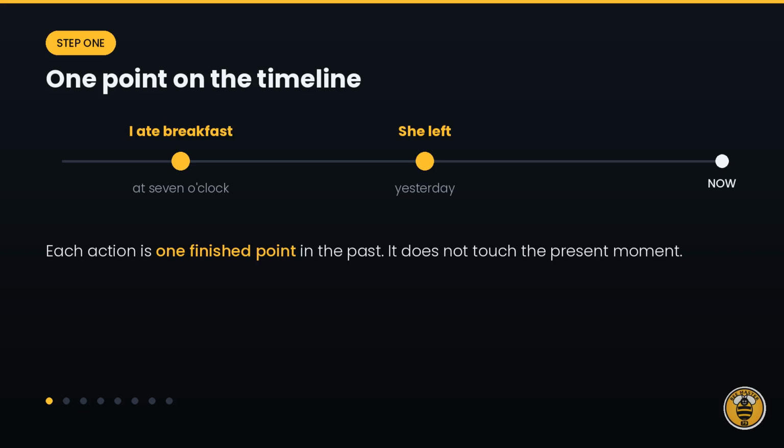Picture a timeline. I ate breakfast at 7 o'clock. She left yesterday. Each action sits at one finish point in the past, and neither of them touches the present moment. That is exactly the picture the past simple paints.